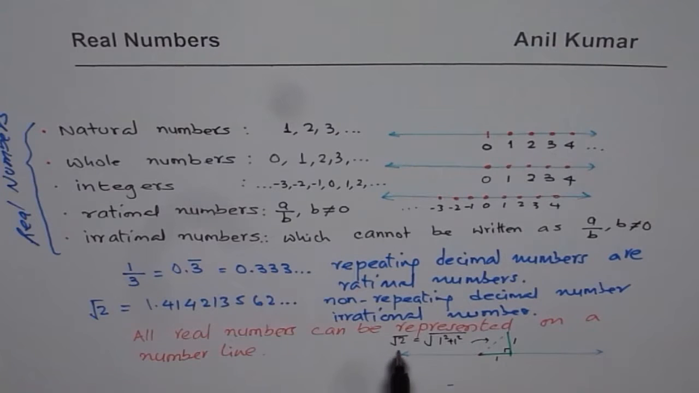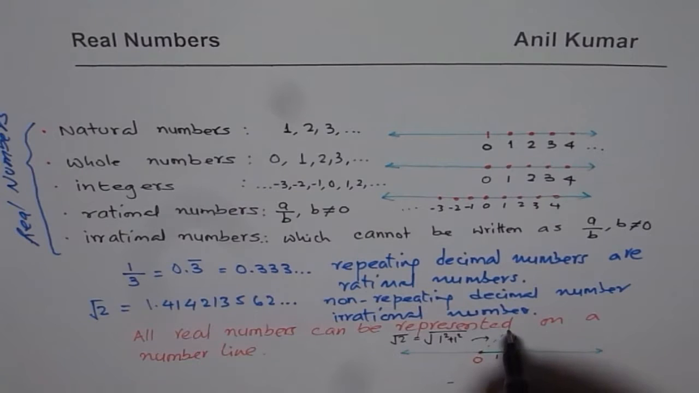Now we can represent square root 2 here. If this is my 0, then if I take this length, draw an arc kind of here, do you see that? So this length here will be square root 2. And that is how I could represent an irrational number also on a number line. So that is the way. I hope with this video you get a clear idea of what real numbers are, and within the real numbers we have natural numbers, whole numbers, rational numbers, and irrational numbers, right?